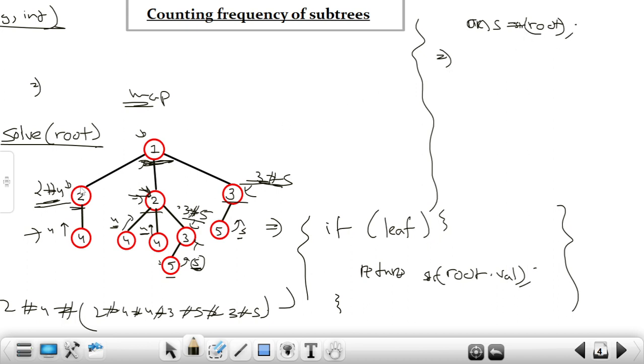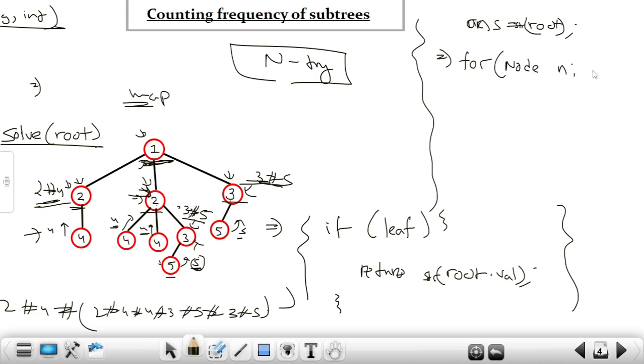What I'm going to do is iterate over all the children. Remember one thing, guys: this is not a binary tree. This is an n-ary tree, and this is something special about this question. As this is an n-ary tree, I need to traverse all the children. So I'm going to iterate over all the children. I'll say for each child node n in root.children.